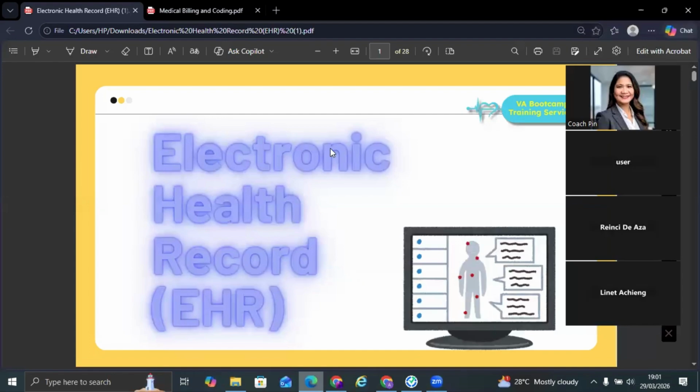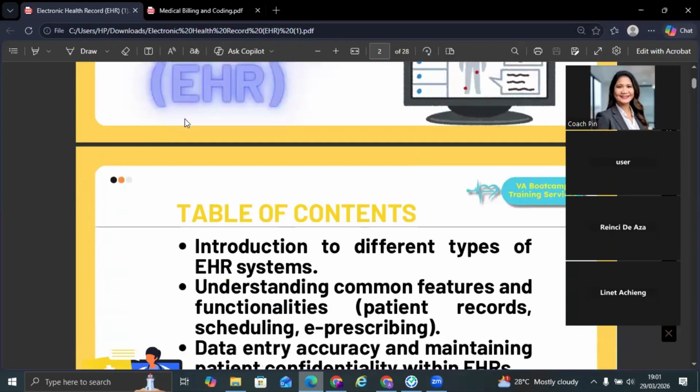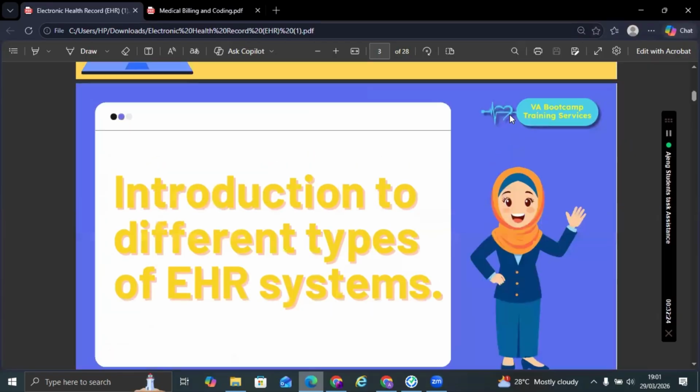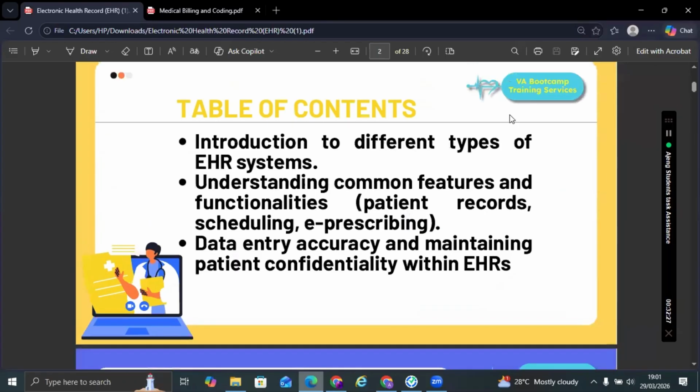Okay, so the first topic is about electronic health record. So this is the table of content of this topic. The first one is introduction to different types of EHR system, and then understanding common features and functionalities: patient record, scheduling, and e-prescribing. And then data entry accuracy and maintaining patient confidentiality within EHR.